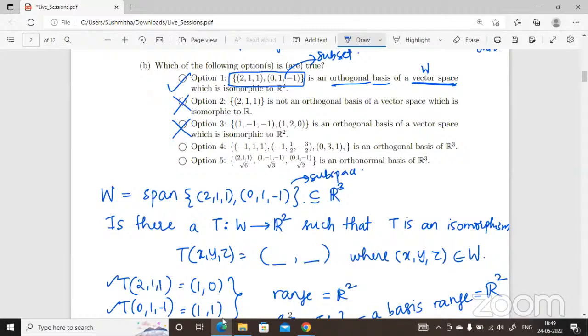Hello, ma'am. Option 2. Why is option 2 wrong? Because it is an orthogonal basis. No, here it's given it is not. For the same reasoning as in option 1. Orthogonal means dot product is 0. So here dot product is not 0. No, there is no second vector at all. Then how will you check orthogonal? If you have just one vector, it's vacuously orthogonal, right? There is nothing to check at all, so it is orthogonal.